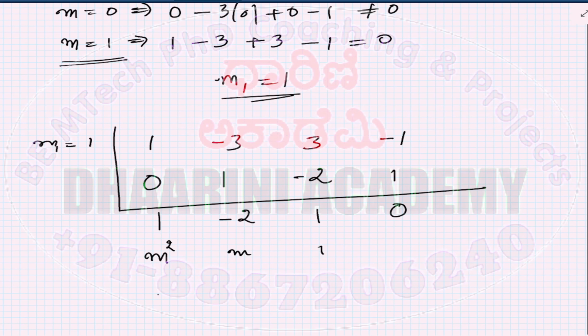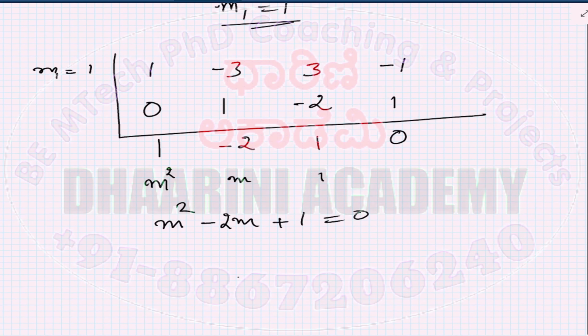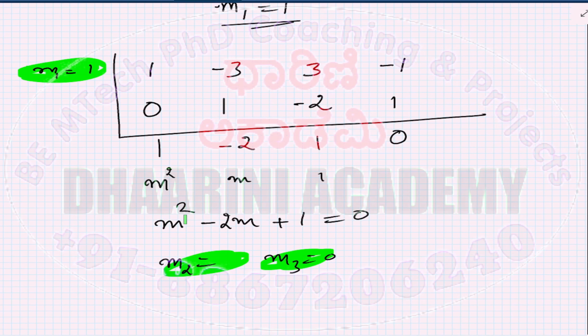That is 1 into m square is m square. Minus 2 into m is minus 2m. Plus 1 into 1 is 1, equal to 0. Now you got an equation in terms of m square. Whenever I get such an equation, if you solve, you get two roots. You can get m2 equal to and m3 equal to, because m1 is already found. I know what is m1. m2 and m3 I can find by solving this m square equation.